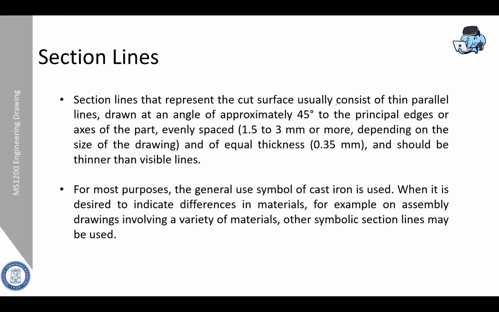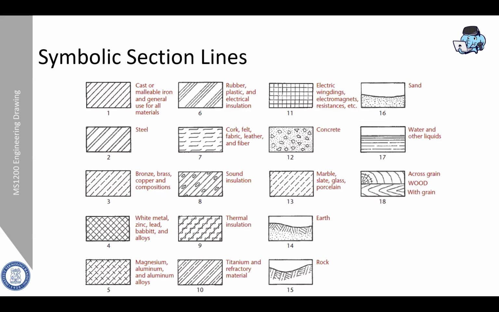Okay. For most purposes, the general use symbol of cast iron is used when it is designed to indicate differences in materials. Yeah, for example, on assembly drawing involving a variety of materials, other symbolic section lines may be used. So generally, for different material types, we have different patterns for the section lines.